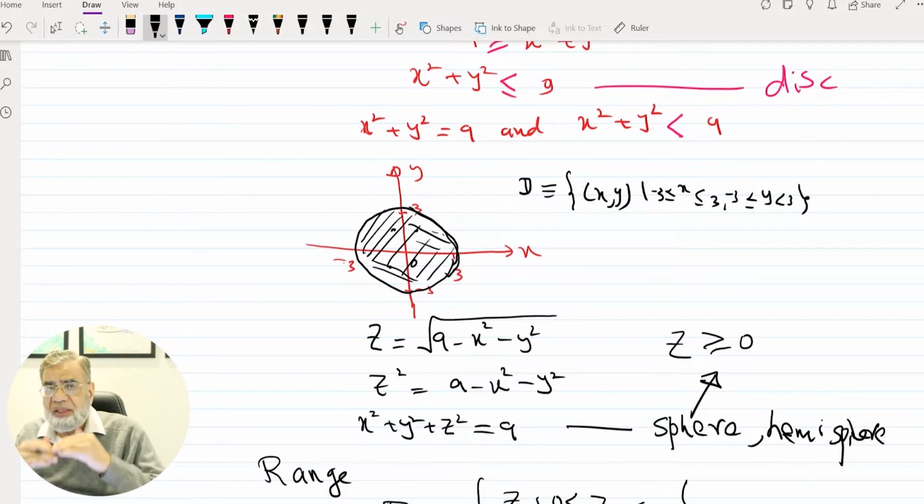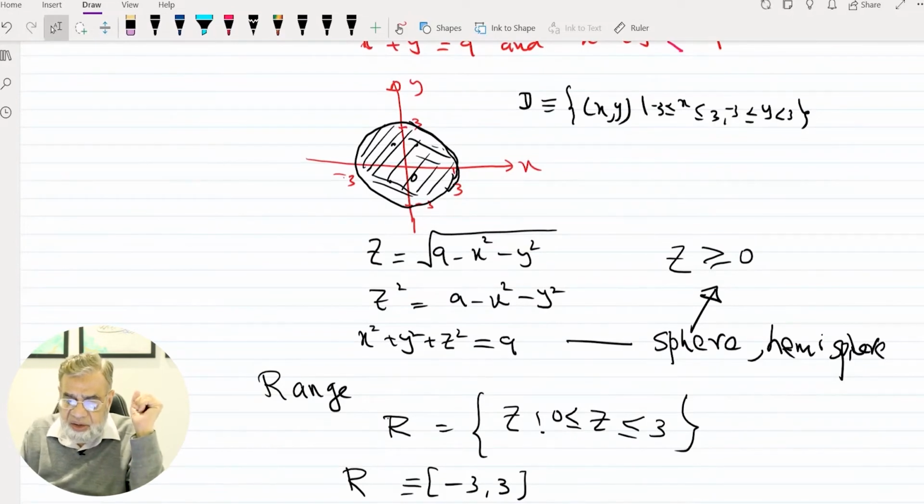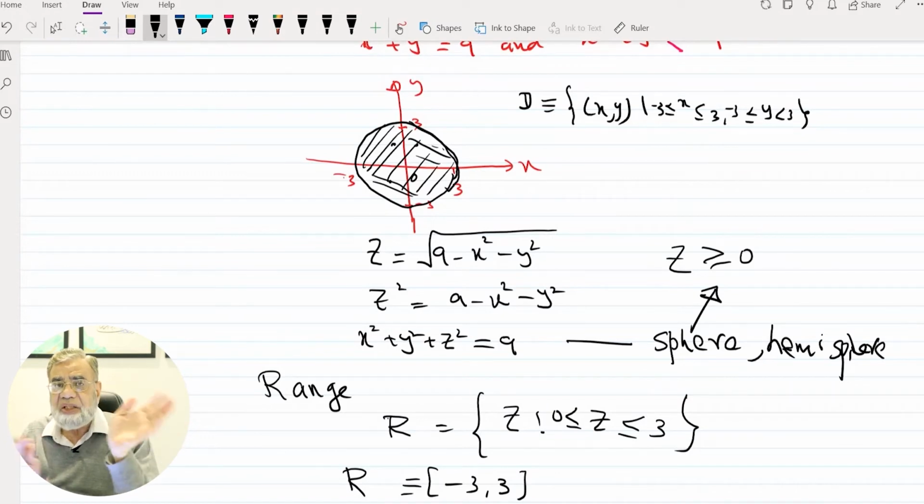Malaysia, they are lower. So we are having z bigger than the upper hemisphere. So what is the range? Range is the value of z. When we take the value of x, y equal to 0, then z squared is equal to 9. The value of z is plus minus 3, from minus 3 to 3, but minus 3 to 0 we are not taking. We are taking only z bigger than or equal to 0. So the value will be from 0 to 3.